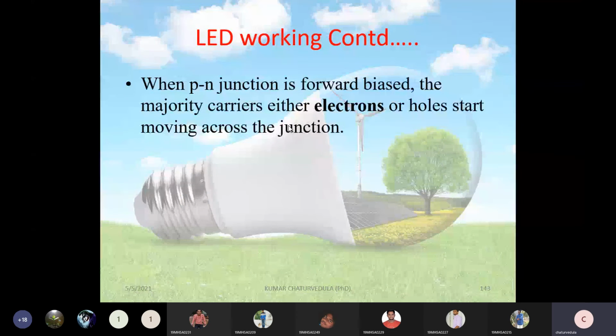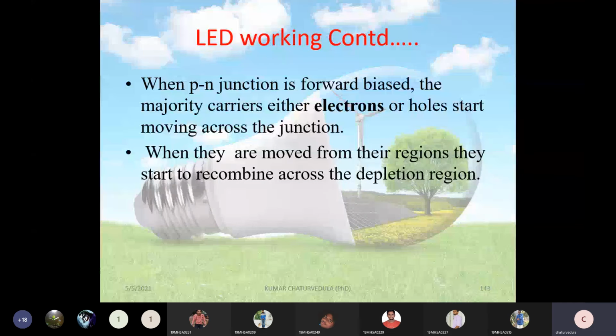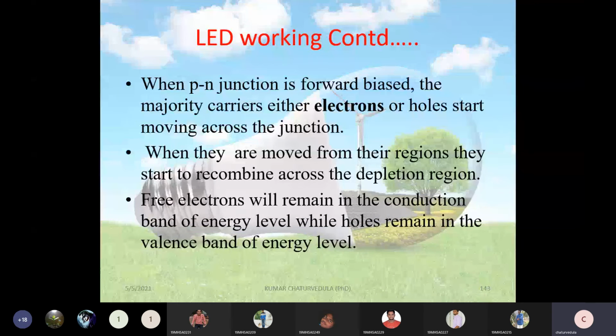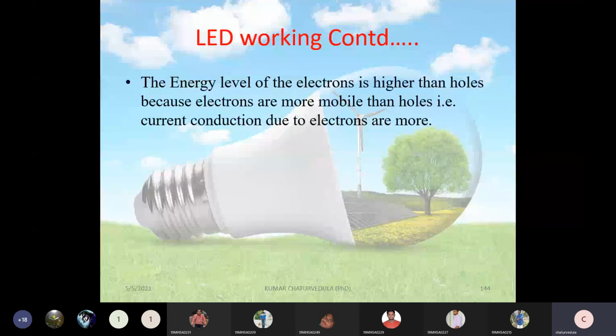So as you know, when the PN junction is forward biased, the majority carriers, either electrons or holes, start moving across the junction. When these move from their regions and start recombining across the depletion region, free electrons remain in the conduction band energy levels, and the holes remain in the valence band energy level. These electrons are at an energy level higher than the holes. As electrons are more mobile than holes, the current conduction due to electrons is more.